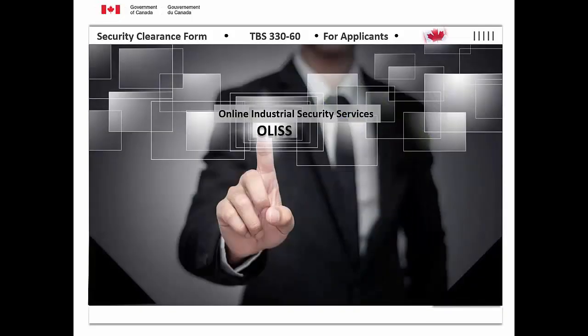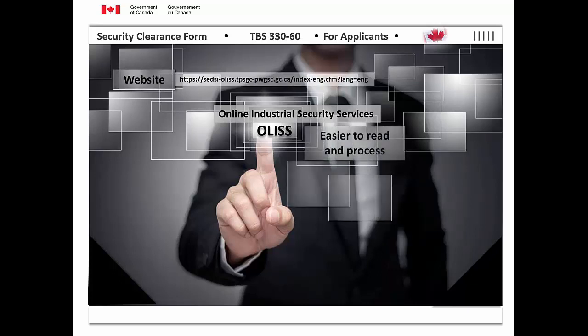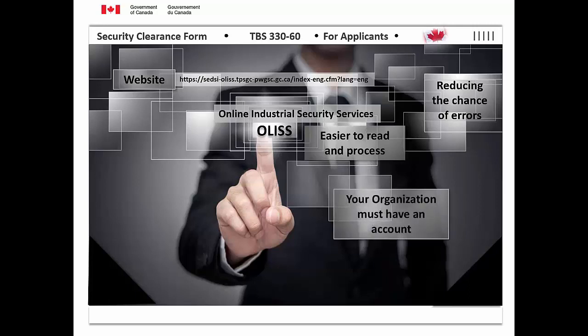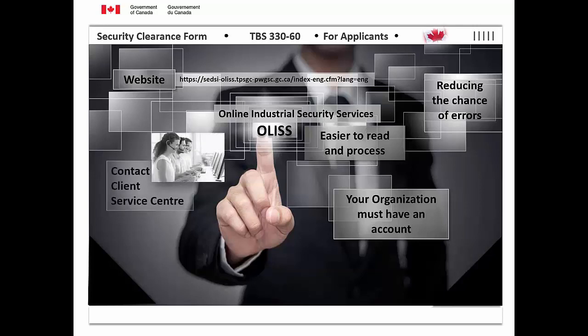The easiest way to fill out your form is by using the Online Industrial Security Services portal, commonly referred to as OLS. This online tool can also be accessed through our website and makes your screening requests easier to read and process, while reducing the chance of errors. In order to use this service, your organization must be registered in our program and have an OLS account. If you are a company security officer and don't have an account, please contact Public Services and Procurement Canada and our Client Service Center will help you set one up.